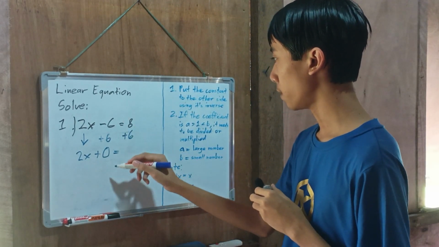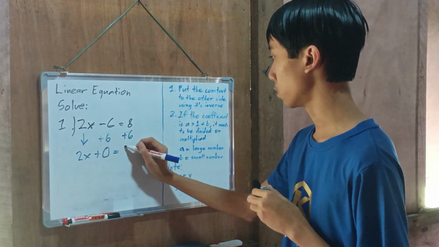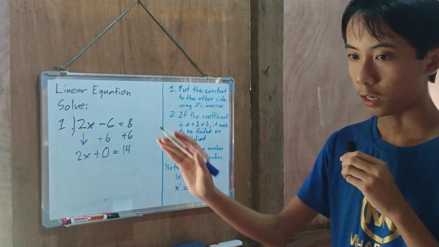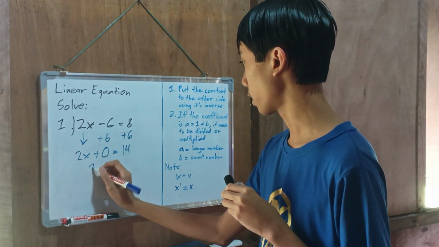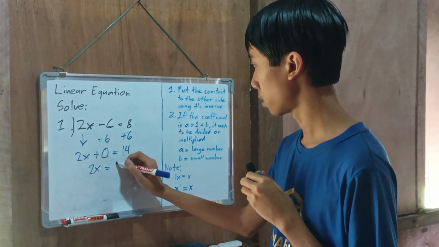That means that this thing will be equal to 0. And 8 plus 6 is equals 14. Now 2x plus 0 will be itself. So it would be 2x. And you can bring down 14.